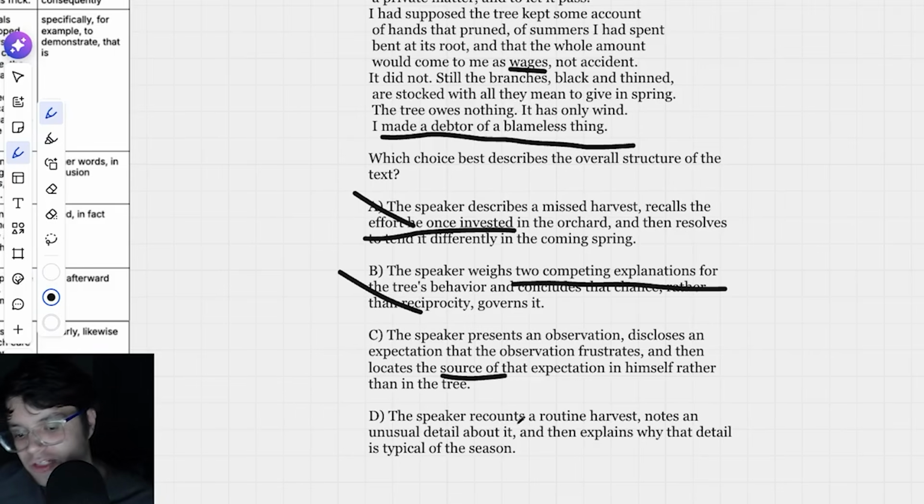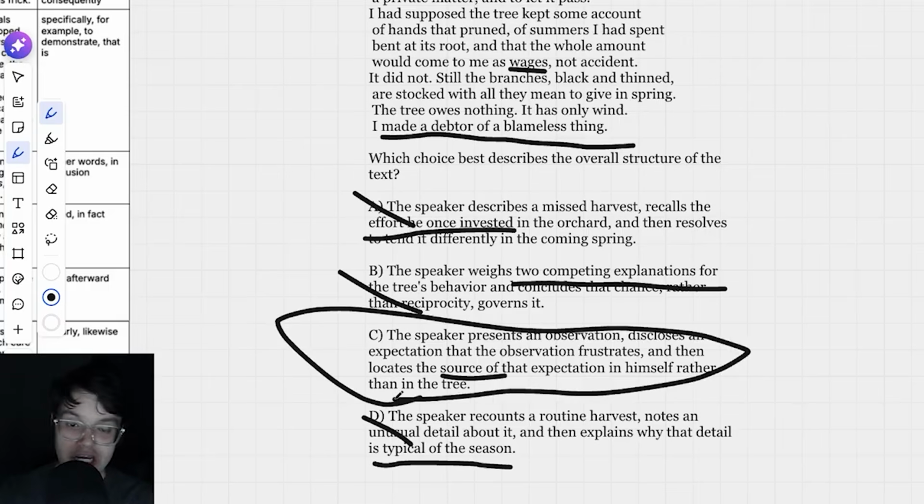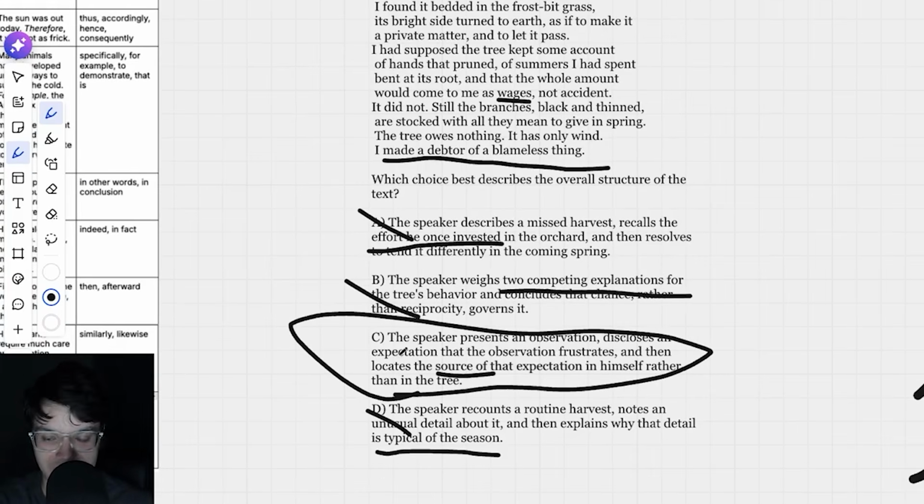Then D, the speaker recounts a routine harvest, notes an unusual detail, and then explains why that detail is typical. Okay, there's nothing about being typical of the season, so D would be wrong. C is right here. So you can see, even with a very confusing passage, it is often the case that you can just use the majority of the words to make sense of what is going on.